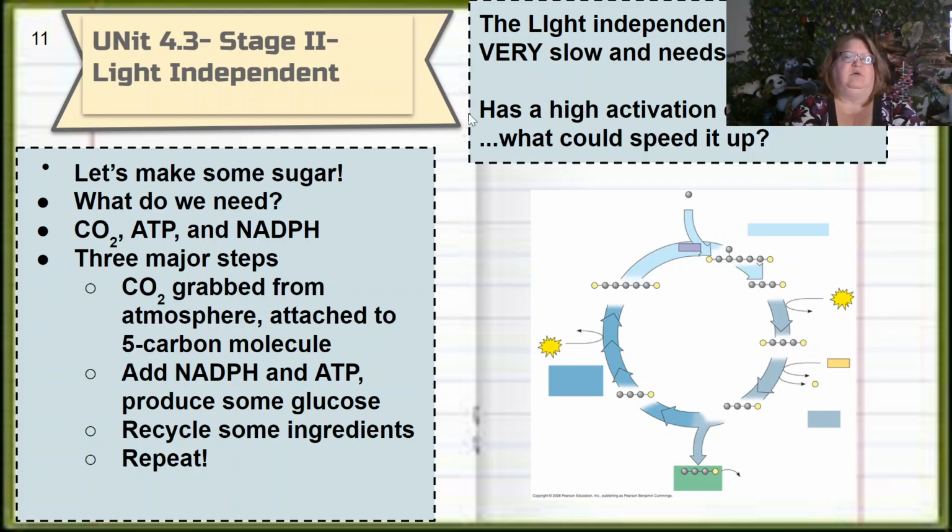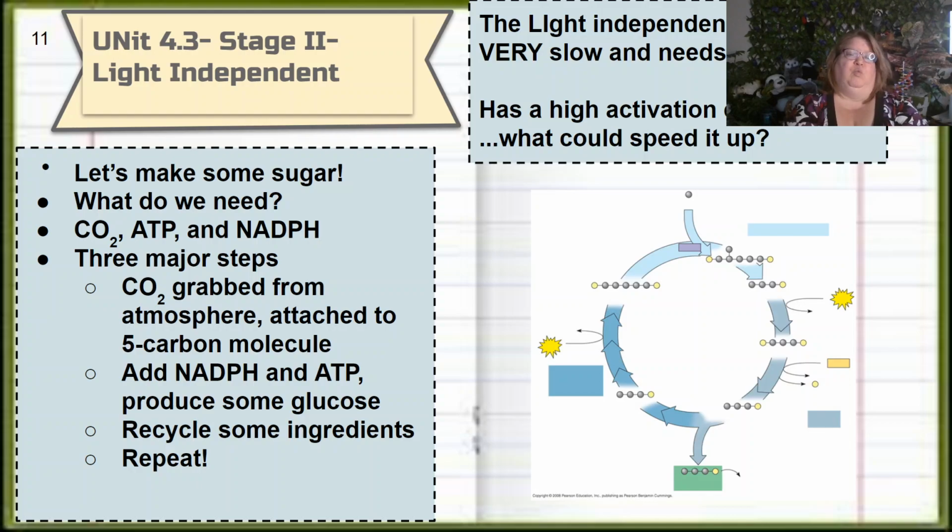Now, one thing you need to know about the light independent reaction, it is very slow, and it needs a lot of energy. Imagine a big boulder at the bottom of a hill, and you need to push it to the top of the hill, and that needs energy. And so, from a reaction standpoint, this does not want to happen. This is not a reaction that is spontaneous or happens with ease. So, we need to do some things to speed it up.